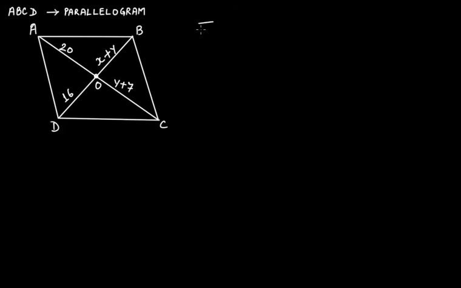Therefore, AO is equal to CO, right? This diagonal's midpoint is O, so AO is equal to CO. What's AO? AO is 20, and again this has to be in centimeters, so AO is 20 centimeters, and this is y plus 7. From here you get y is equal to 20 minus 7, that is 13 centimeters.